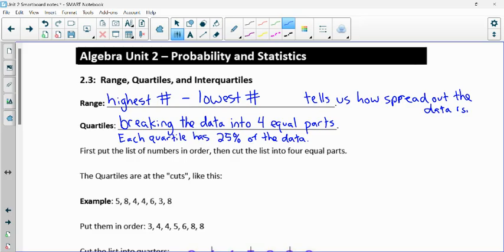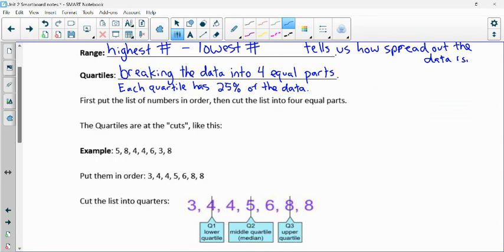Okay, for us to find quartiles, we're going to find the median first. And for us to find the median, what do we have to do with our data first? Arrange it from smallest to largest. So here we have an example. We have 5, 8, 4, 4, 6, 3, 8. First thing we're going to do is order the data. So it's ordered for you right here already. 3, 4, 4, 5, 6, 8, 8.